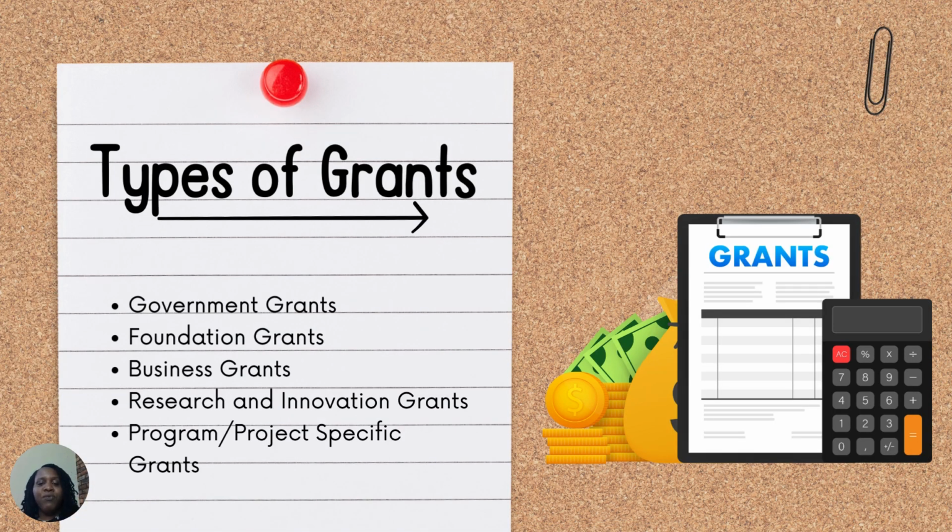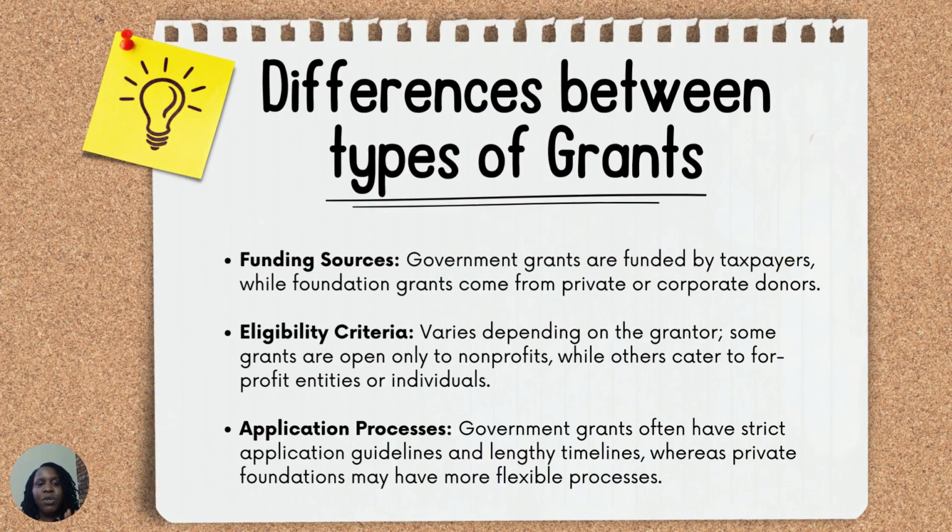So we have different types of grants. We have government grants, foundation grants. That means foundations that give grants. We have business grants, grants that go to businesses. We have grants specifically for research and innovation. We have program or project specific grants as well. So whatever grants you are looking for, you have to be sure to look at and understand these various types.